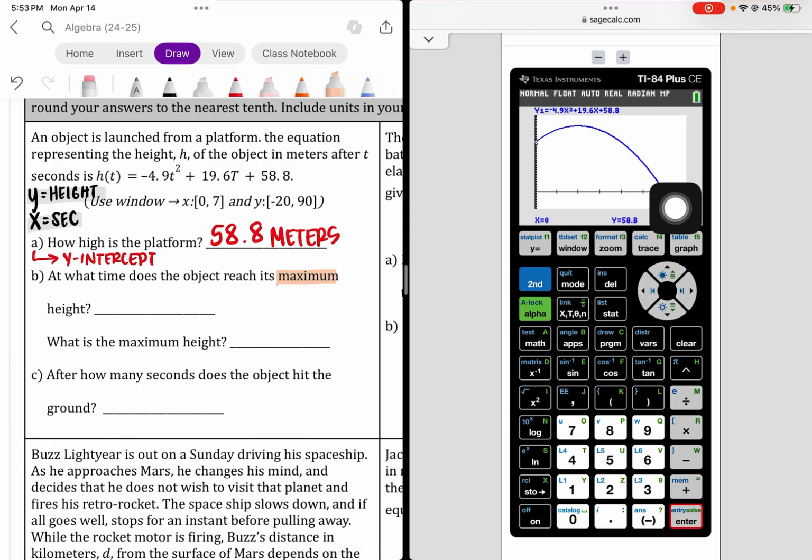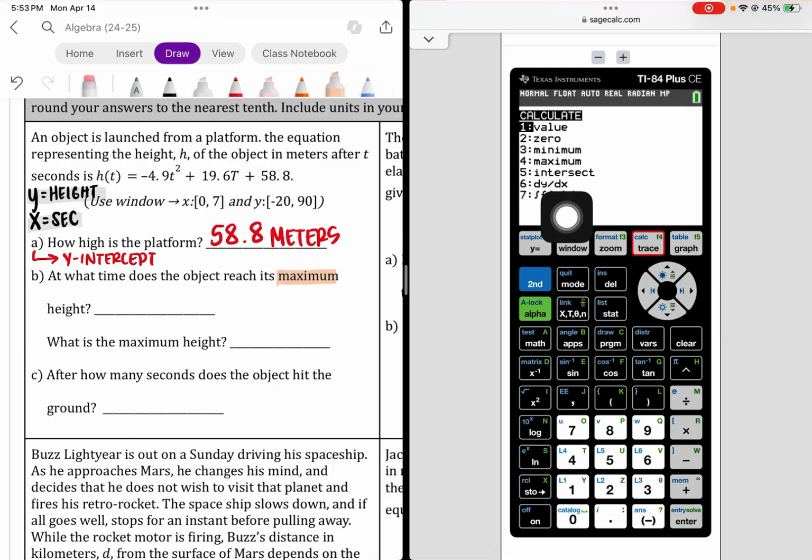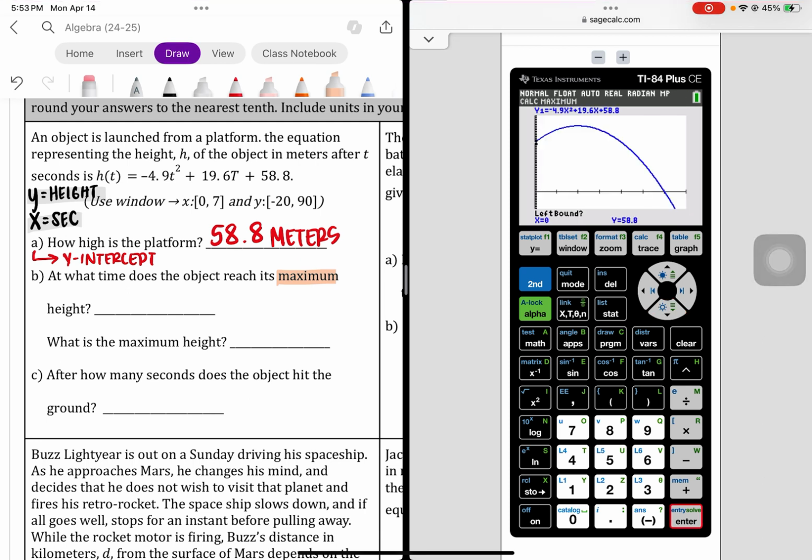For this one, we are looking for the maximum point. So going over to our graph, we need to find the maximum. So we're going to calculate again. So we want to click second, calc. And luckily for us, it says maximum right there at 4. So you can either jump down to the number 4 or click the number 4 and hit enter. Now this is where we have to be tricky. Notice that it says left bound question mark. So they're just saying, hey, where's the left side of the maximum point?